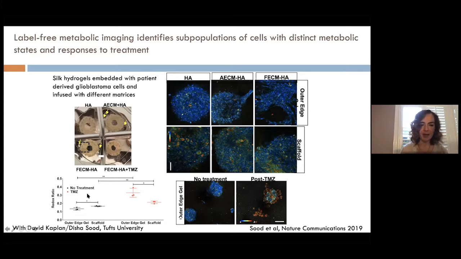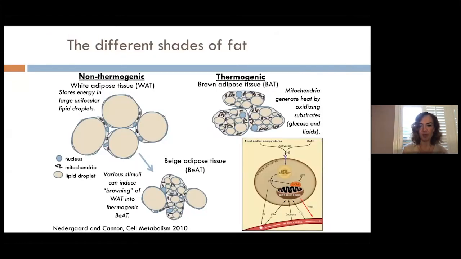And again, it's interesting to see that the scale of the change is different, whether the cells are at the outer edge of the scaffold versus the inner edge of the scaffold. Again, this heterogeneity is very important, potentially not just for diagnosis, but also for understanding treatment responses.